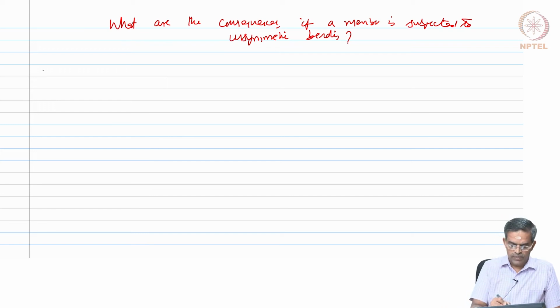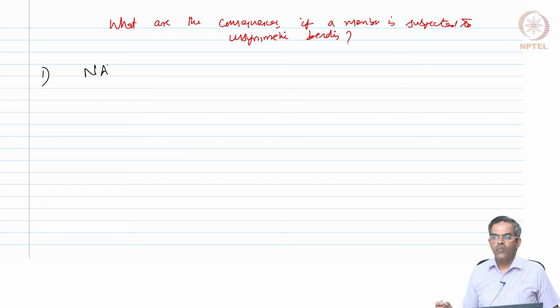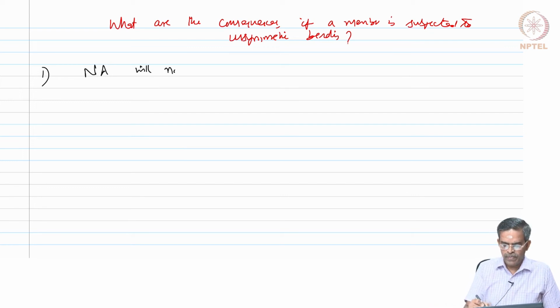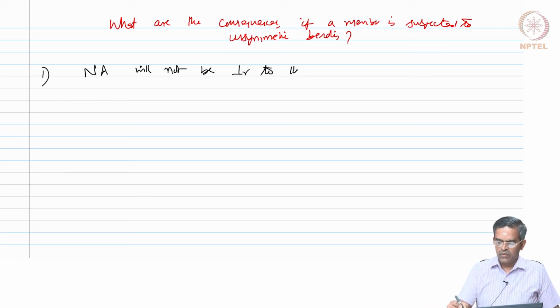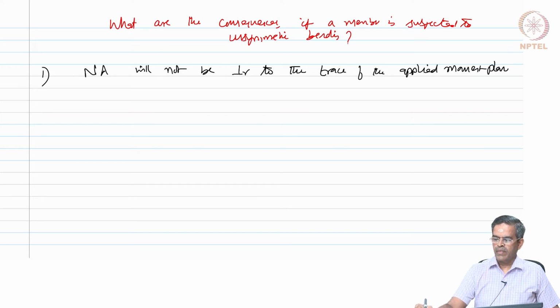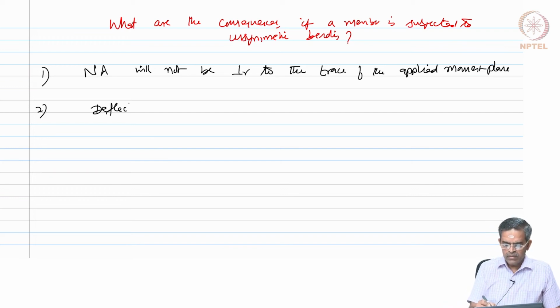Okay. First, the neutral axis will not be perpendicular to the trace of the applied moment plane. It makes an inclination. Okay. Two, the deflection curve is also not a plane curve.